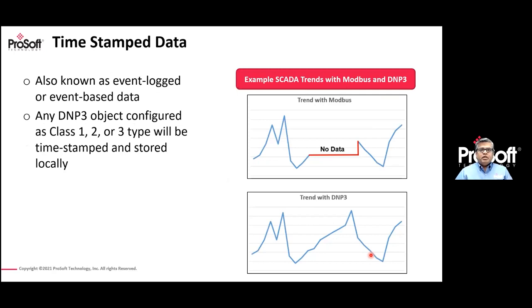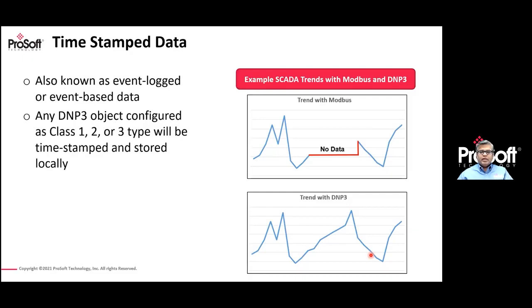The next feature that we want to talk about is timestamp. To me, this is one of the most critical. It's also known as the event-based or event log data. Any object, and remember, an object is just a tag, a variable, a point that you're monitoring, could be an analog object or a digital one, which is called a binary object in the DNP3 world. Any one of those objects can be configured with a class 1, 2, or 3. That's the timestamp part, where it will be timestamped when there is a change in that object, whether it's a change of state, a change of value, or over a period of time.